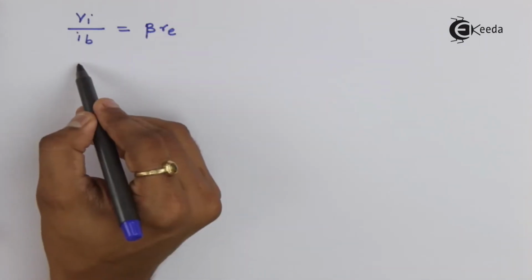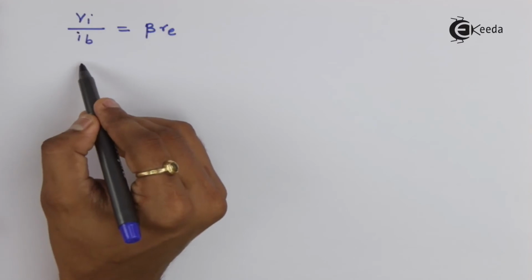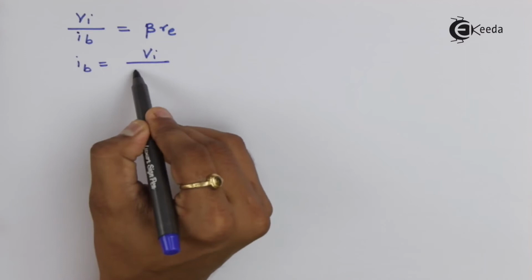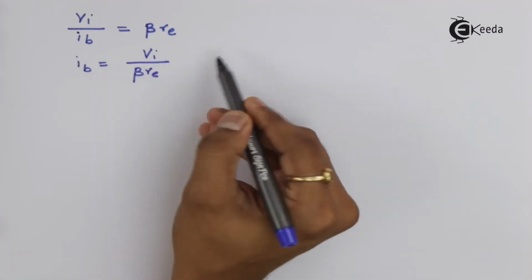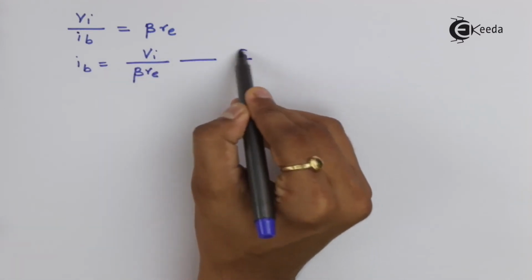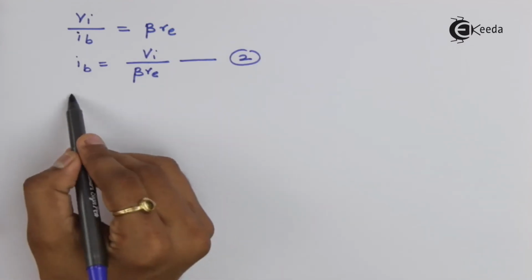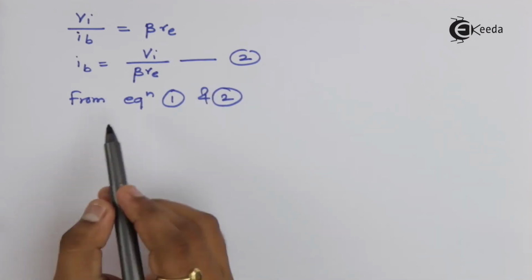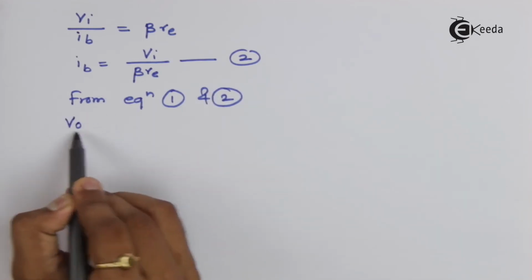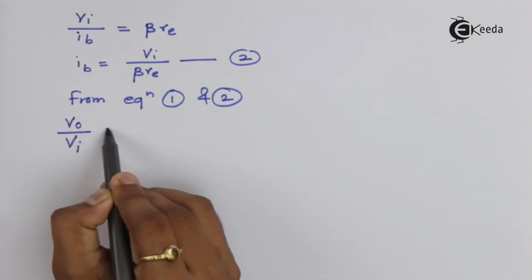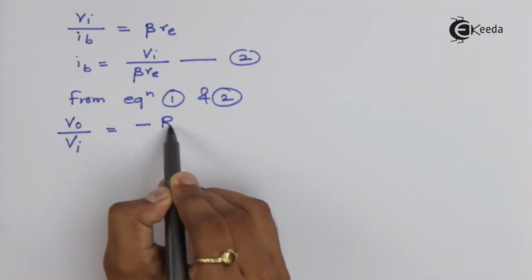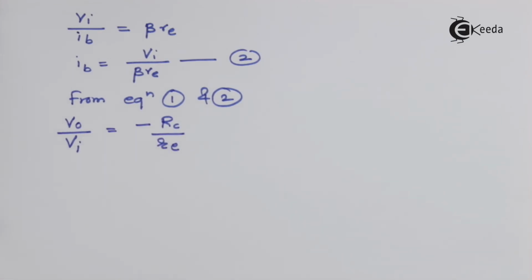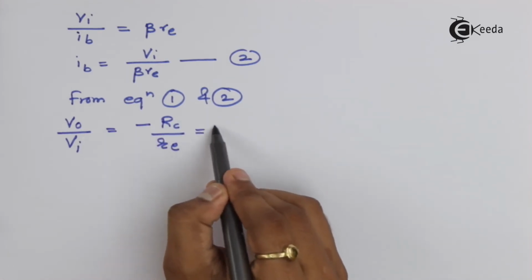We'll put the value of IB. IB will become VI divided by beta RE. Equation number 2. From equation 1 and 2, we will be getting the value VO divided by VI is equal to minus RC upon small re, and this is nothing but your voltage gain.